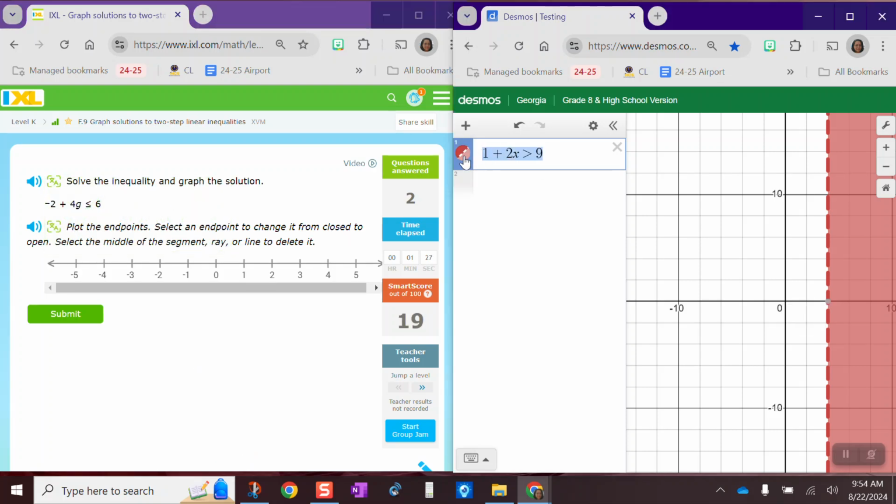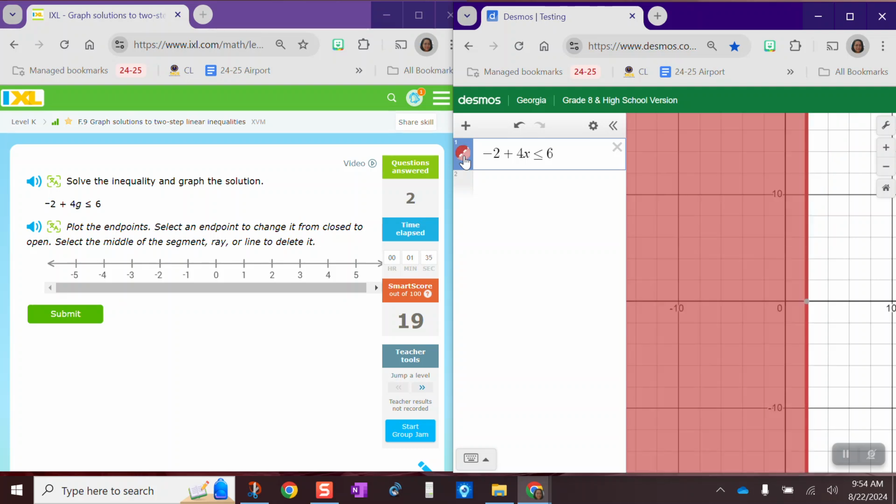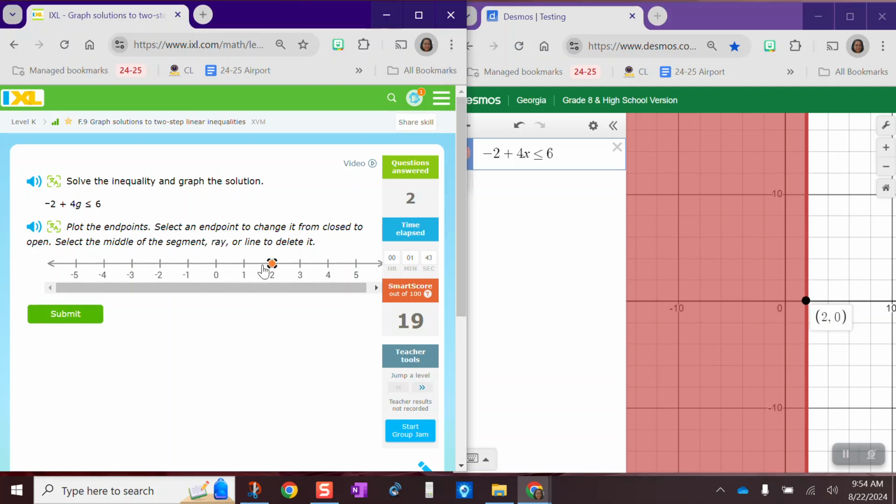This is too much fun. -2 plus 4x less than or equal to 6. So it's not a dashed line, so it's going to be a closed circle. It's all the numbers less than 2. Circle. Boom. Yeah, I'm too good at this.